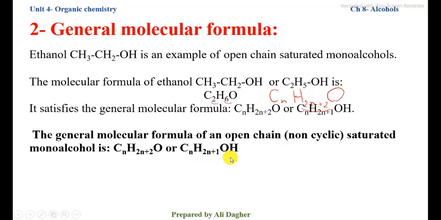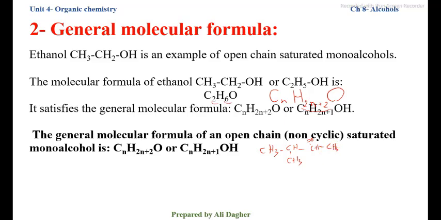If we take another example, will the general formula change? We will see. For example, CH3, CH3, CHOH, CH3. This is another example of alcohol.